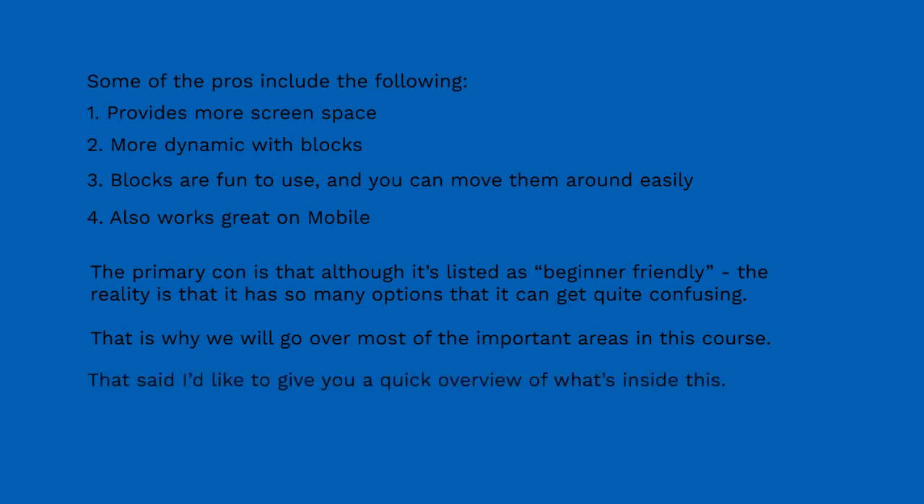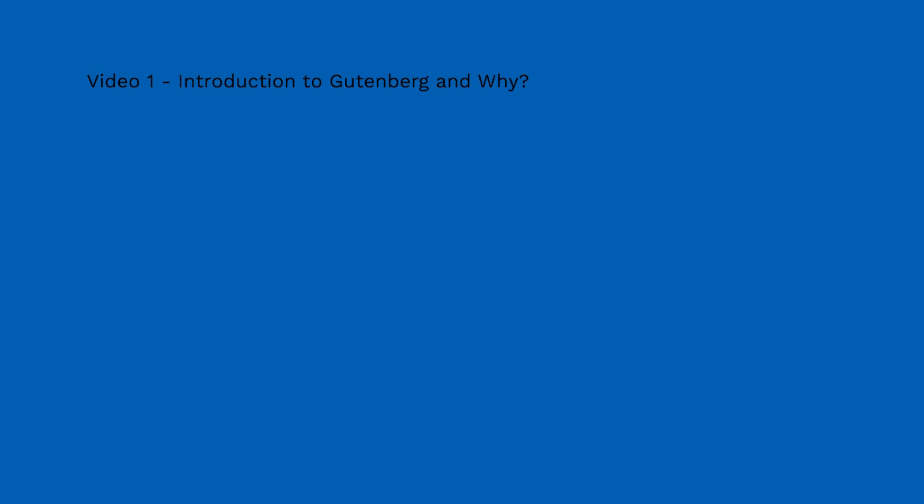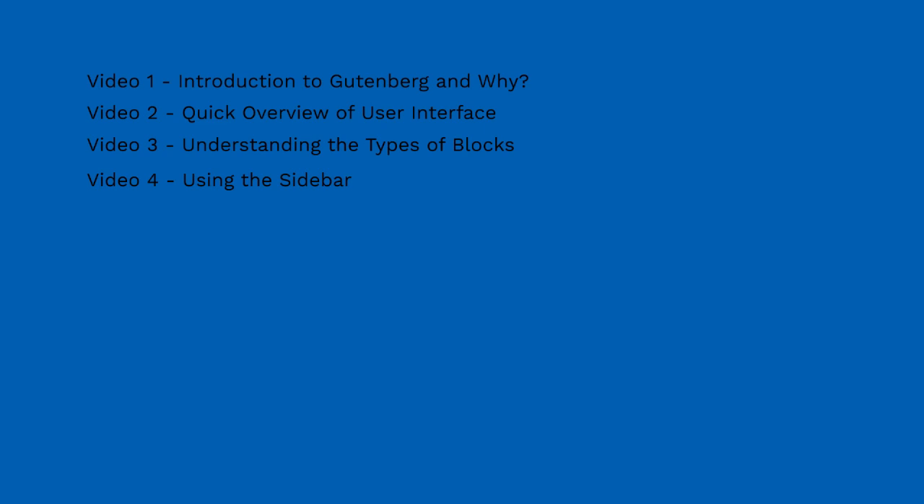With that said, I'd like to give you a quick overview of what's inside this video course so you know exactly what to expect. This is video number 1, obviously. Video number 2, we're going to give you a quick overview of the user interface. Video number 3, we're going to talk about the different types of blocks so that you're aware of the many blocks that are available to you. Video number 4, we'll talk about using the sidebar, which is on the right-hand side, that pertains to each block. And number 5, we'll talk about common blocks that are available to you. And of course, video number 6, we'll talk about formatting blocks.